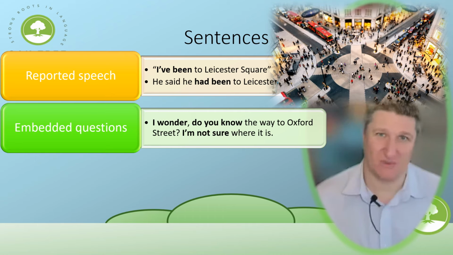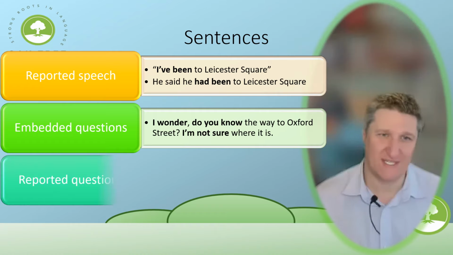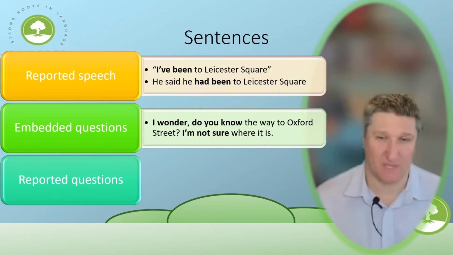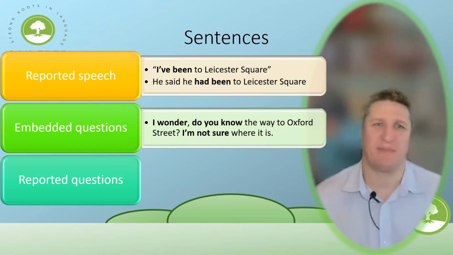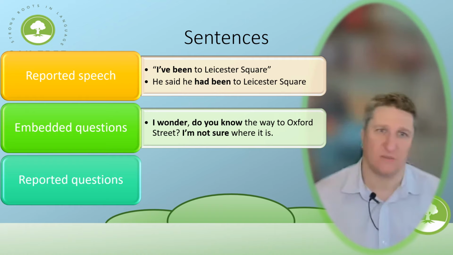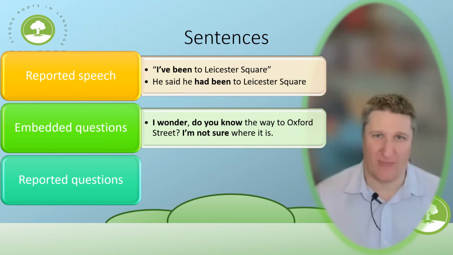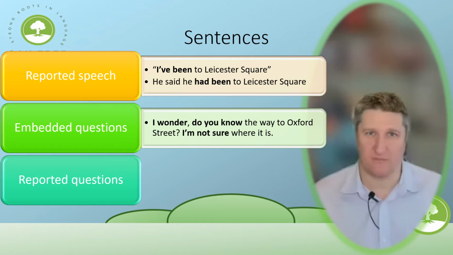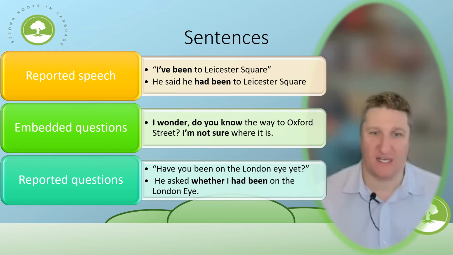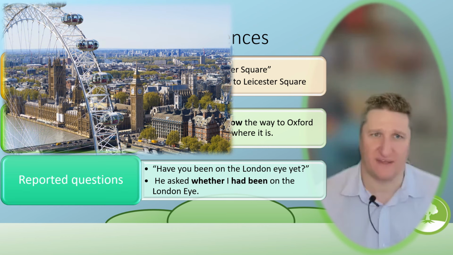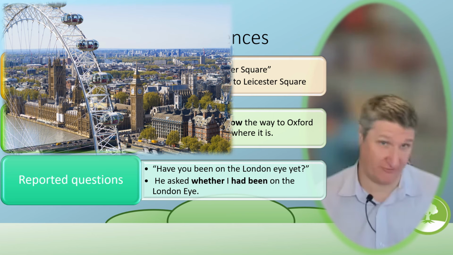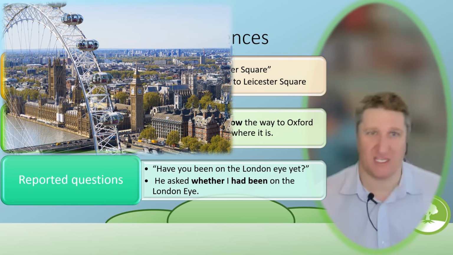Related to reported speech, you will also be expected to report questions. We'll come back to Oxford Street in a moment. This follows the same pattern in going back one tense, with the added extra of "if" and "whether". For example, if I ask you, "Have you been on the London Eye yet?" you could report this as, "He asked whether I had been on the London Eye." There's the London Eye. "Whether" can be replaced here with "if" if you prefer. "He asked if I had been on the London Eye."